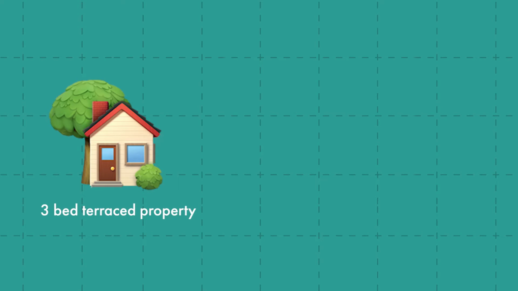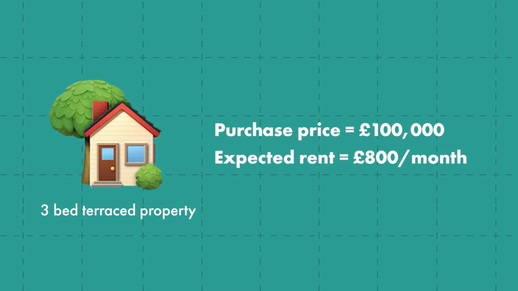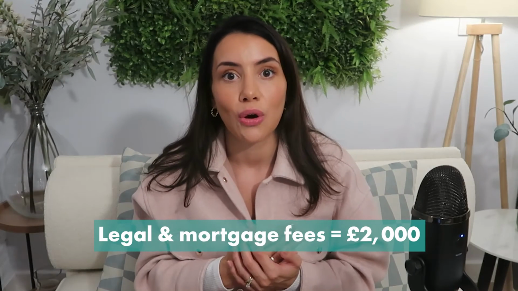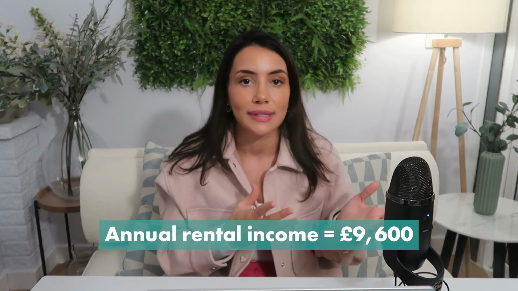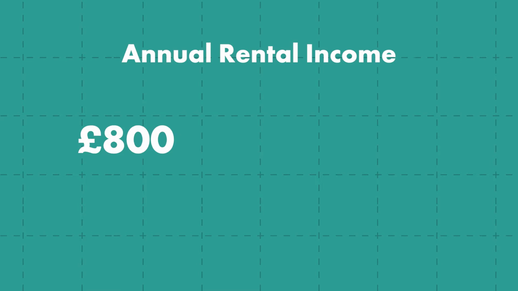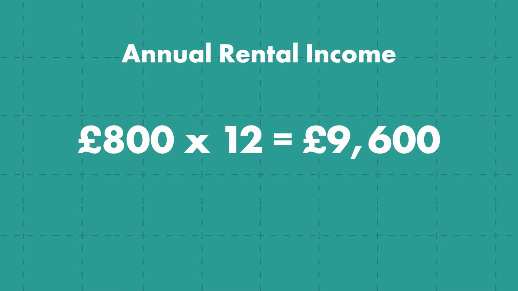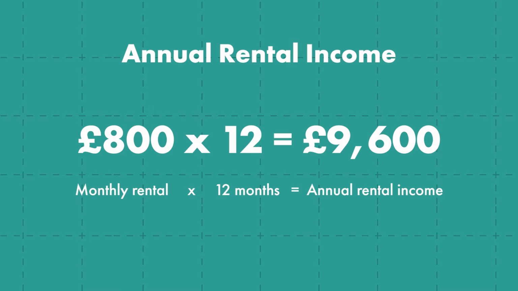And for this example, let's use a 3-bed terrace property, which I've recently found on Landlord, where the purchase price is 100k and the expected rent on the property is £800 per calendar month. We'll estimate for this example an expected £2,000 of expenses in legal and mortgage fees. We'll put down here the annual rental income of £9,600, which is 800 times 12, which is simply the monthly rental times by 12 to find out what the annual rental income is.